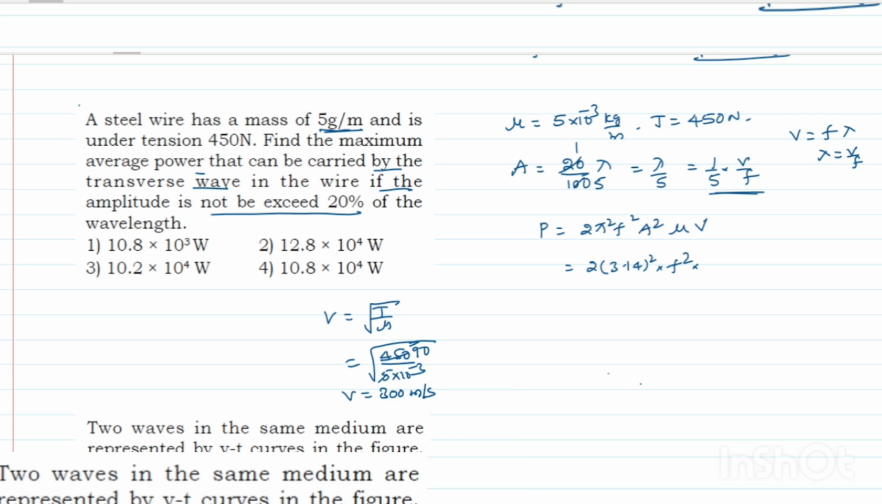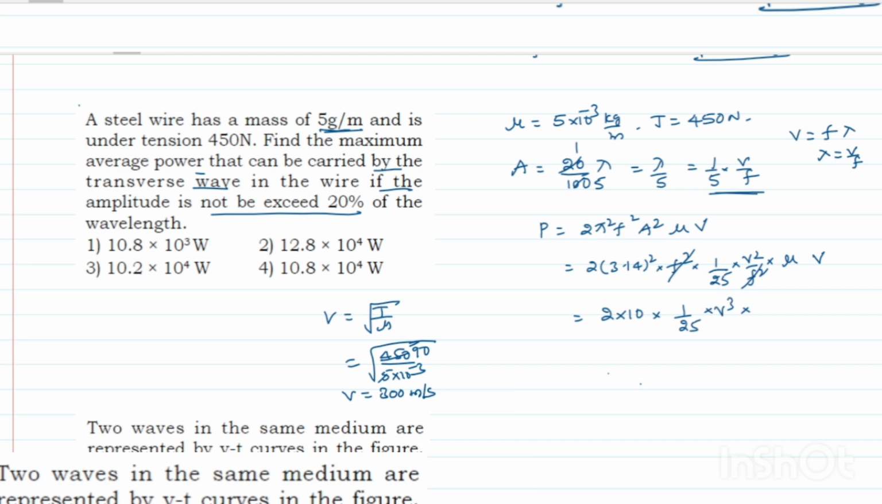A square in the sense here you can take as 1 by 25 into V square by F square. Here we forgot this mu value, students. Mu into V, and here this F square gets cancelled. Here you can take as 2 into 10 into 1 by 25 into V square into V cube will be getting.